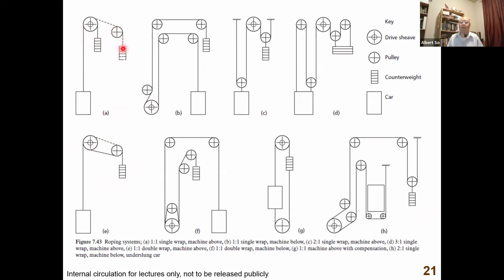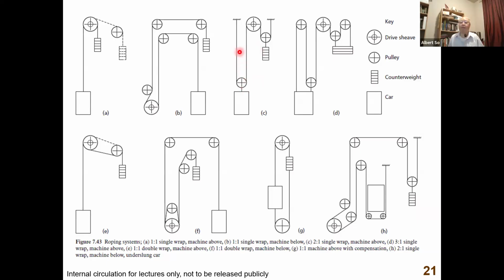So you need the diverter pulley, with no force, no traction, no friction on the diverter pulley, and then friction on the drive sheave. And this is called 1 to 1 roping. And this is 2 to 1 roping. And I think you can guess the advantage, the merits of using 2 to 1 to increase the force, right?